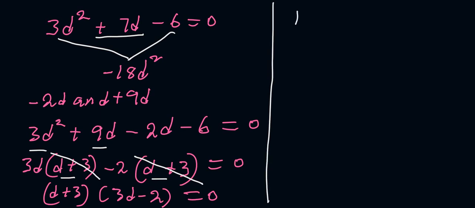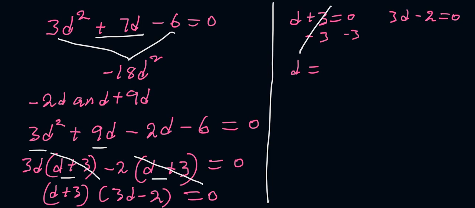So d plus 3 is equal to 0 and 3d negative 2 is equal to 0. So now we are going to isolate d by subtracting 3 from both sides. Subtract 3 from both sides. And when you do that, plus 3 will cancel out negative 3. And we are left with d on the left. And this will be equal to 0 minus 3. And that is going to give us negative 3.